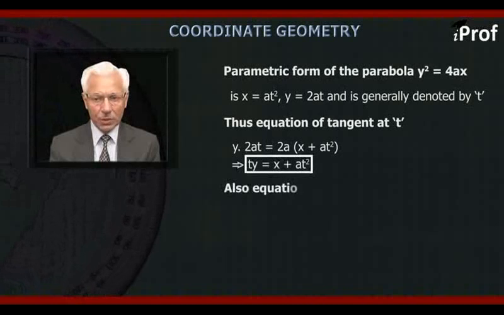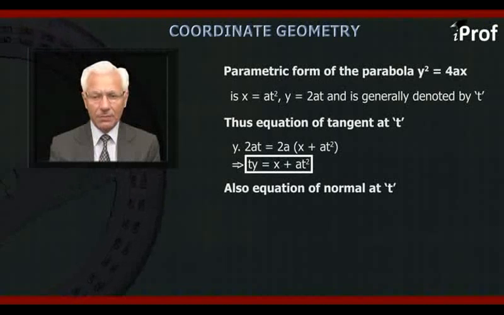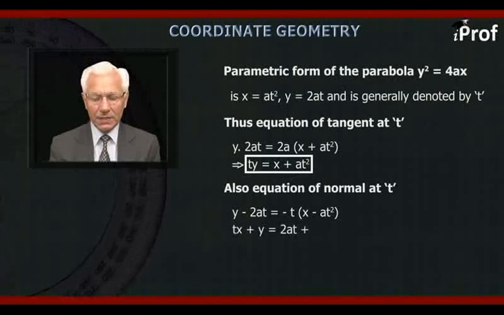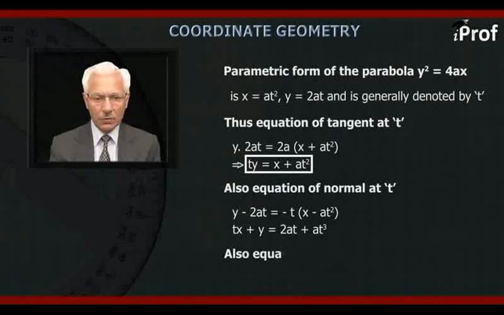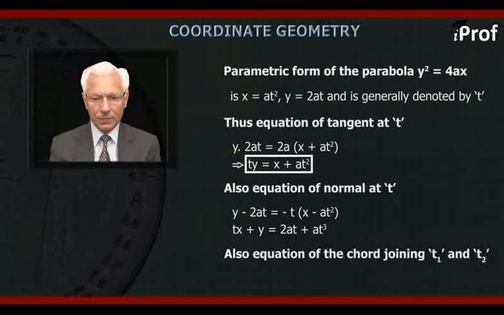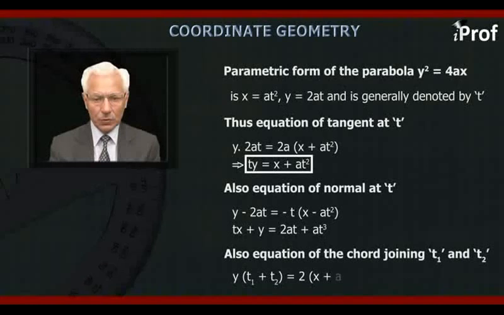Also, the equation of the normal at t becomes y minus 2at is equal to minus t times (x minus at squared), which simplifies to tx plus y is equal to 2at plus at cubed. Also, the equation of the chord joining t1, t2 is y times (t1 plus t2) is equal to 2 times (x plus a t1 t2).